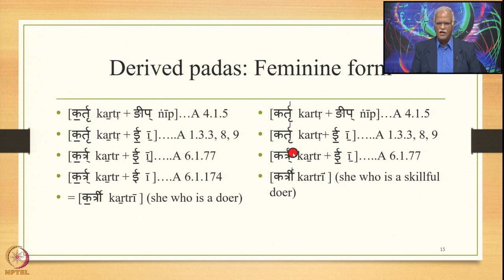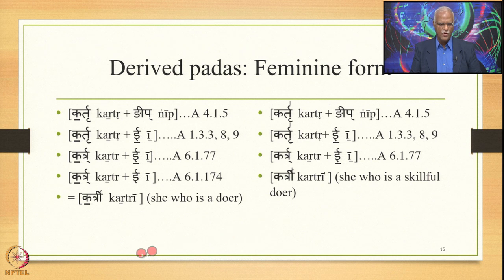But here this anudatta gets the substitute yan, and so now 6.1.174 does not apply and this e is not converted into an udatta vowel. So it retains its anudatta status, and once again we have the initial vowel udatta, and this kartri, where ka is udatta, means she who is a skillful doer.